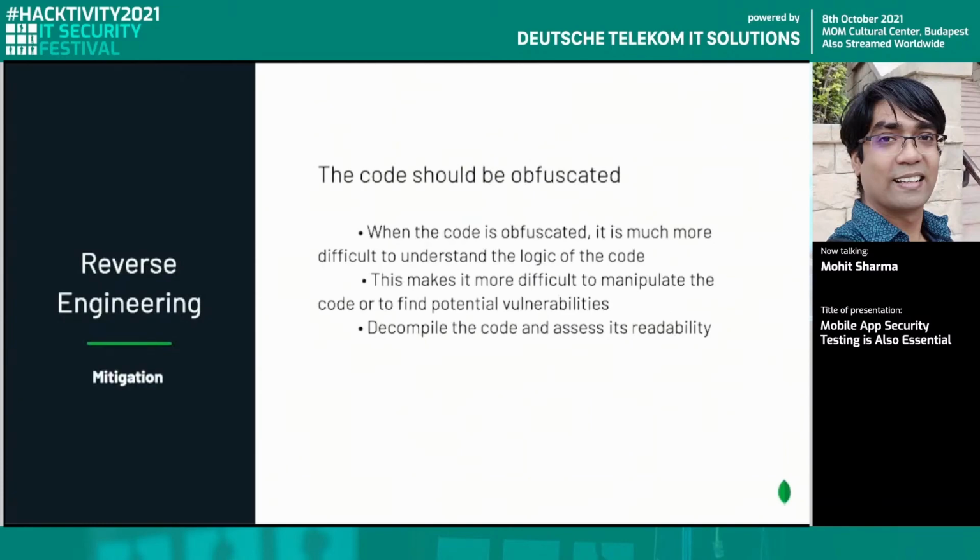The way to mitigate this is fairly simple and straightforward: obfuscate the code. Obfuscation is a process by which you randomize the code or make it difficult for any person to understand the logic which is written in it. You can also make changes to the code so that during decompilation all the files won't be accessible or won't be decompiled properly.